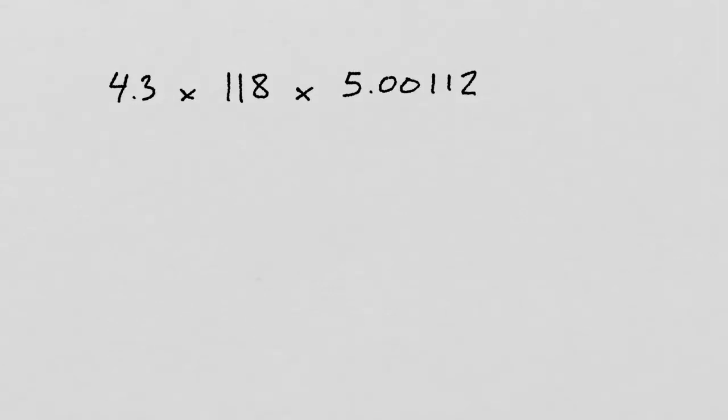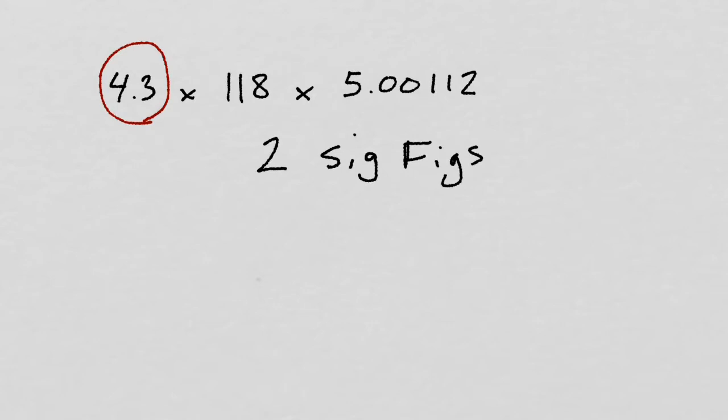Let's take 4.3 times 118 times 5.00112. Now the answer, according to the rule, is going to have 2 sig figs in it. Now this is because 4.3 has 2 sig figs in it. And since it is the lowest number of sig figs out of the 3 numbers involved, that will determine the number of sig figs in our answer. 118 has 3 sig figs, 5.00112 has 6 sig figs, and our answer, this is what I get out of my calculator, we actually can't keep all of those digits. We only get to keep 2.